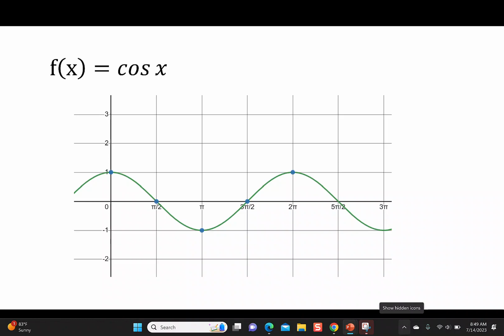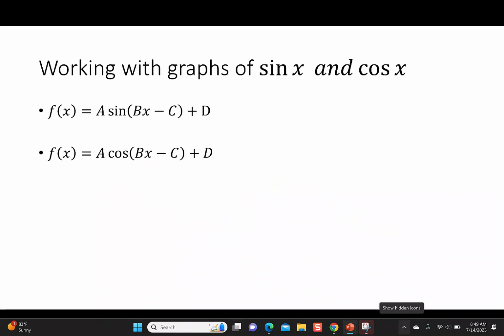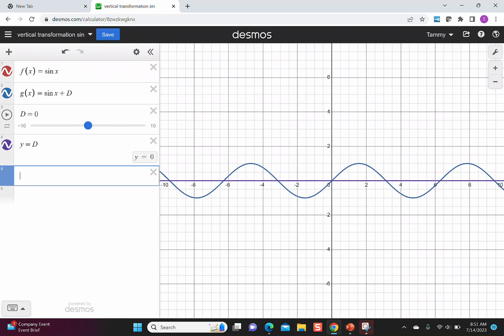As we work on the graphs of sine of x and cosine of x, we will see the basic way that we express the function will change. Today we'll look at f of x is equal to a times the sine of bx minus c plus d. We will also look at f of x being a times the cosine of bx minus c plus d. Our job is to figure out what a, b, c, and d do to the basic graphs of sine and cosine.